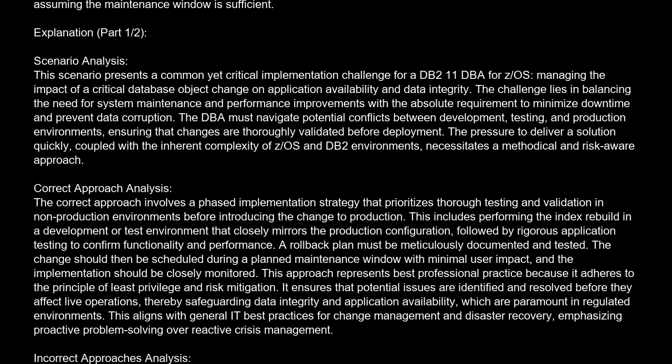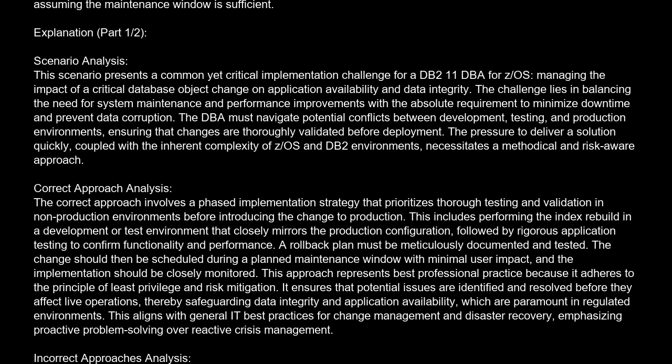Managing the impact of a critical database object change on application availability and data integrity. The challenge lies in balancing the need for system maintenance and performance improvement with the absolute requirement to minimize downtime and prevent data corruption. The DBA must navigate potential conflicts between development, testing, and production environments, ensuring that changes are thoroughly validated before deployment. The pressure to deliver a solution quickly, coupled with the inherent complexity of z/OS and DB2 environments, necessitates a methodical and risk-aware approach.